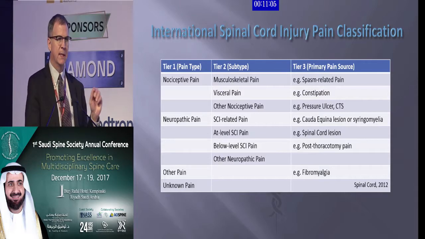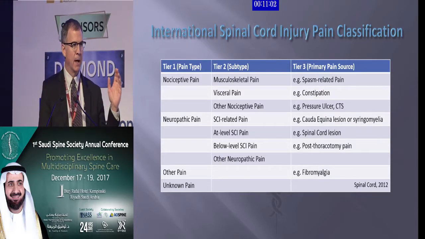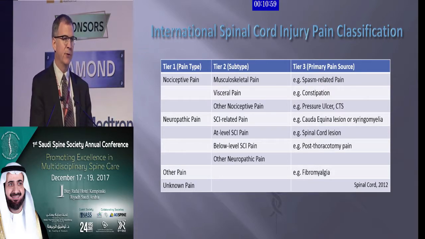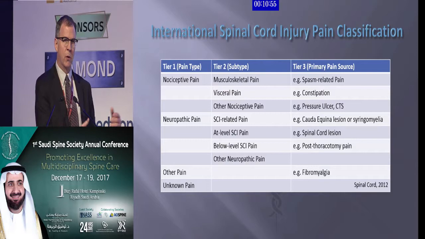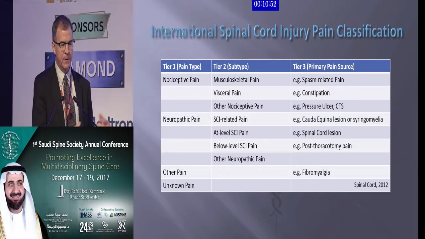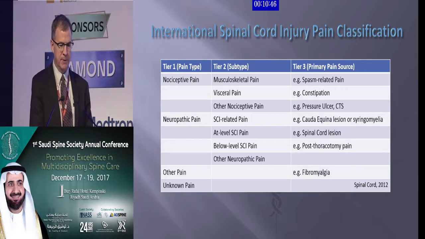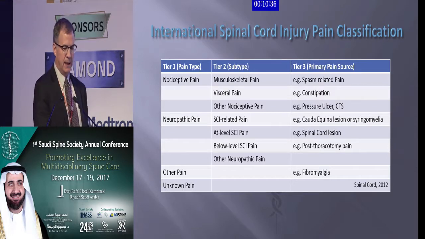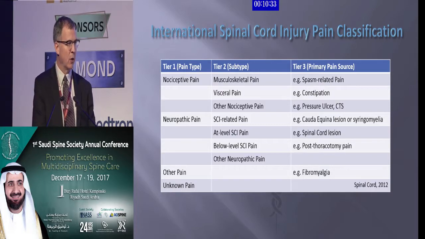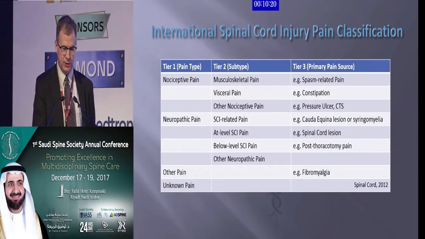And tier 3 looks at the specific primary source of pain, if it's possible to identify it. There are many different aspects. It could be spasm-related pain, or other overload that could cause musculoskeletal conditions, or visceral pain caused by constipation or other internal organ symptoms. Other nociceptive pain could come from a pressure ulcer, or again musculoskeletal causes like nerve compression and carpal tunnel syndrome. And then neuropathic pain, whether that's a specific lesion in the cauda equina or syrinx development, other spinal cord lesions, or post-thoracotomy pain related to a nerve injury from a surgical intervention for the condition.